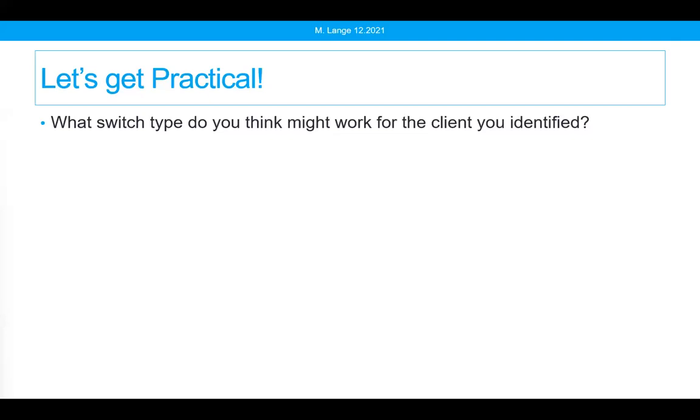So getting practical. Hopefully at the beginning of this course, you were thinking about a client, and I hope you've thought about perhaps what type of switch might work for that client. And if so, then feel free to jot yourself down a note and give it a try. All right. So I'm going to see if we have any questions, then we're going to move into a few common switch placements for people who have muscle weakness.